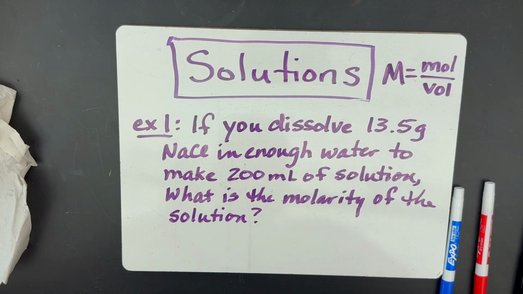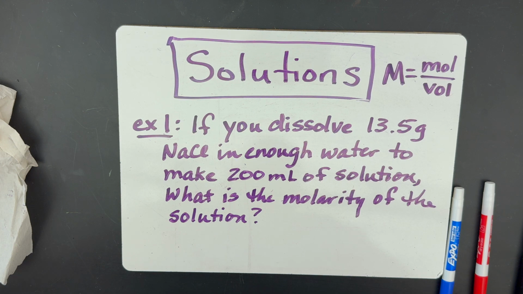So here's our first problem. If you dissolve 13.5 grams of NaCl, table salt, in enough water to make 200 milliliters of solution, what is the molarity of the solution? Why did I word it this way? I could have said dissolve 13.5 grams of NaCl in 200 milliliters of solution. But if you have 200 milliliters of water and you add 13.5 grams of salt, the level of the water is going to rise and you no longer have 200 milliliters, you have more than 200. So that's why it's written this way.